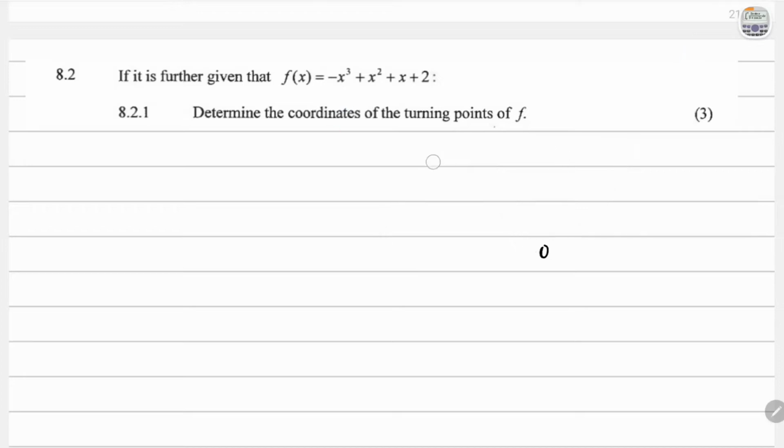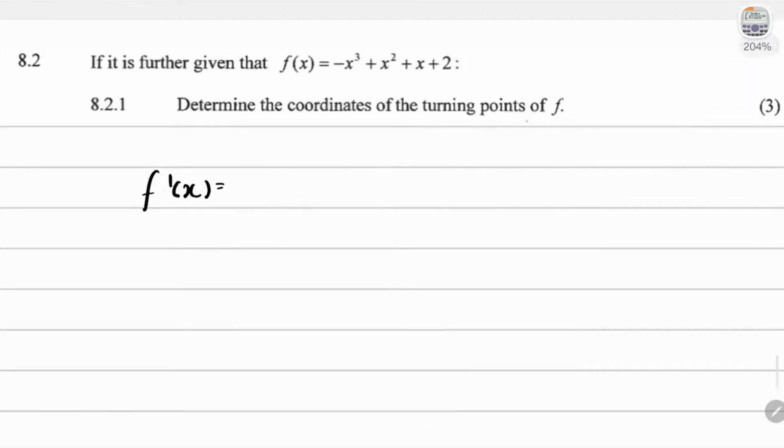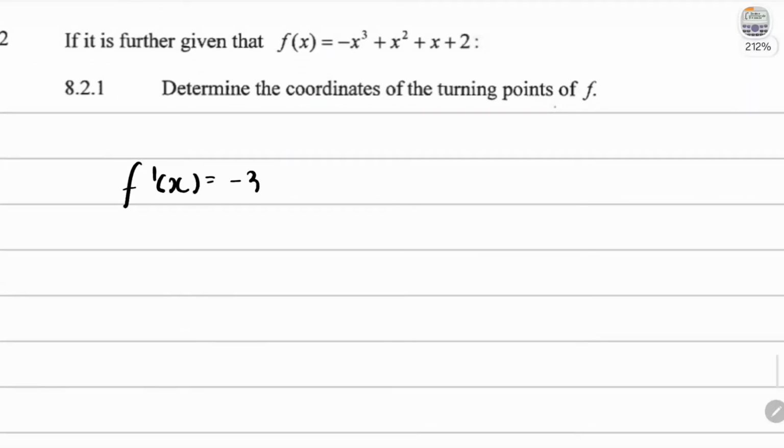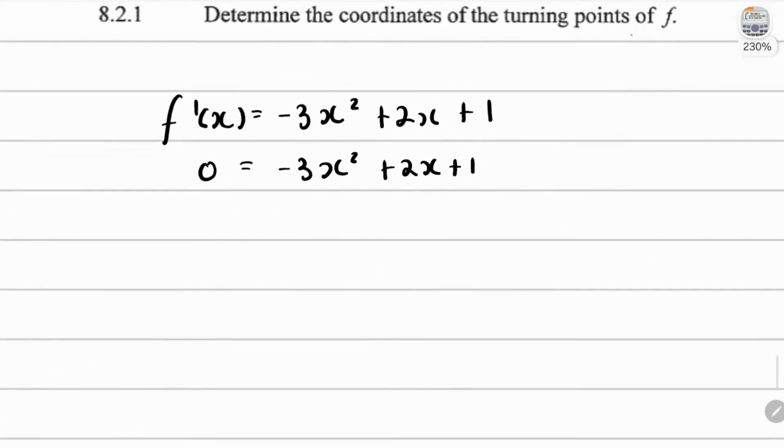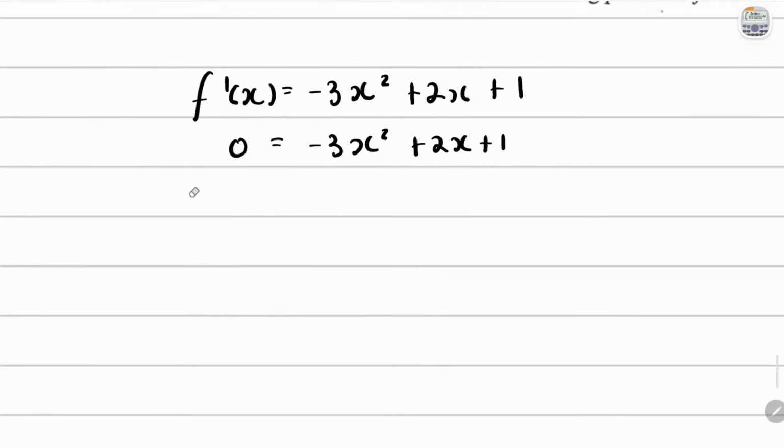So to find the gradient of this function, we derive it. So we say f prime of x is equal to, and let's derive, that will be -3x squared plus 2x plus 1. And then we set the gradient equal to 0. So 0 equals -3x squared plus 2x plus 1. So you can just choose to take everything over to make it positive. So that's just 3x squared minus 2x minus 1 equals 0.